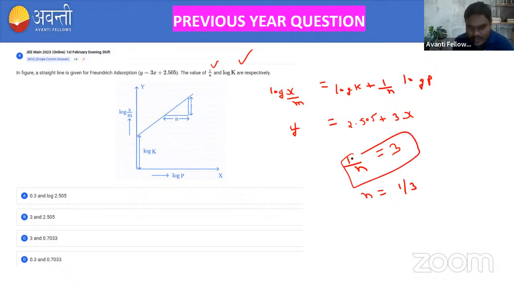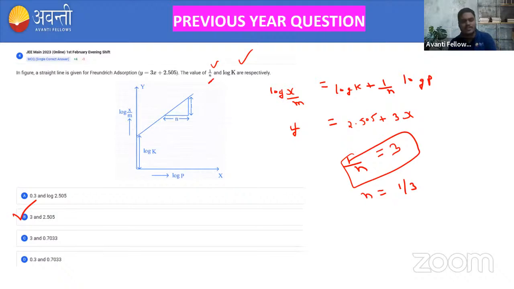We have to calculate 1 by n only. So they're asking 1 by n. So 1 by n is 3. So two options in which 3 is given. Now calculate log k. So log k is equal to 2.505. So this is a very simple question, beta. Option number 2. Right? This is one of the simplest questions I have ever seen on the Freundlich isotherm.